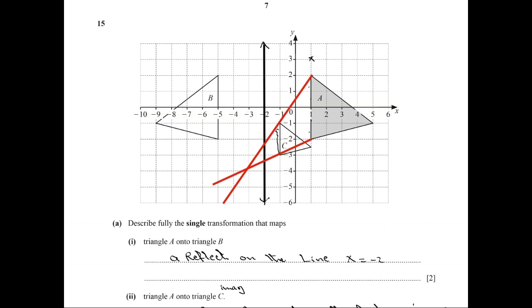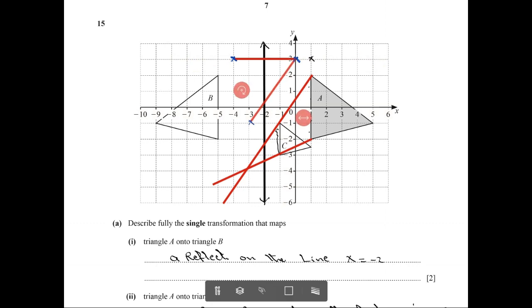The first point is -4, 3. The second point is 0, 3. And the third point is -3 and -1. All you have to do now is to join these points to find the image of the triangle after rotation. Again, you have to use the tracing paper to find the image of this triangle.